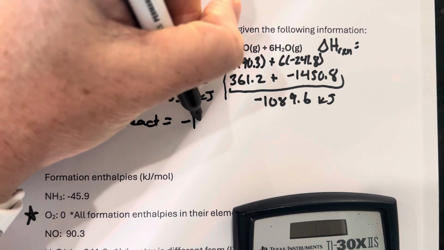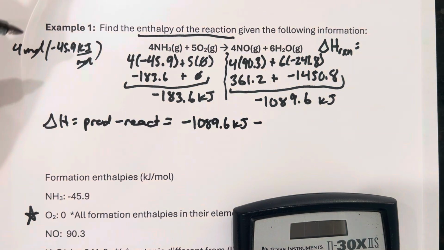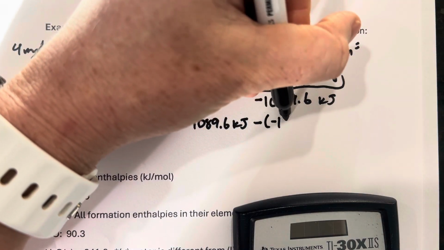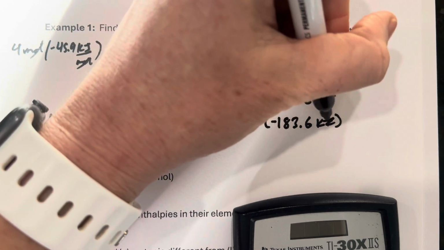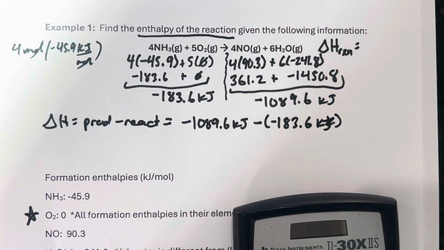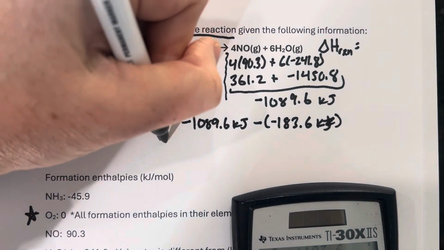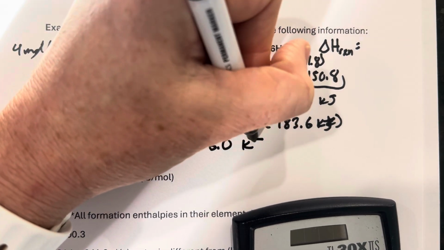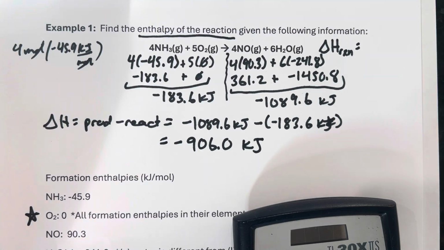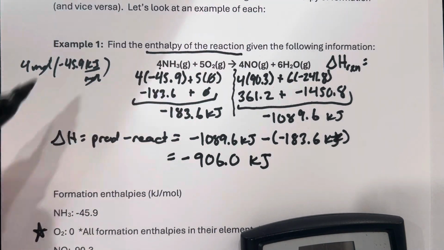In other words, negative 1089.6 kilojoules minus a negative 183.6 kilojoules. Remember, when you subtract, it's the same thing as adding a positive. So I'm just going to take the number that I have here and add 183.6 to it. And I get an answer of negative 906.0 kilojoules. Cool.